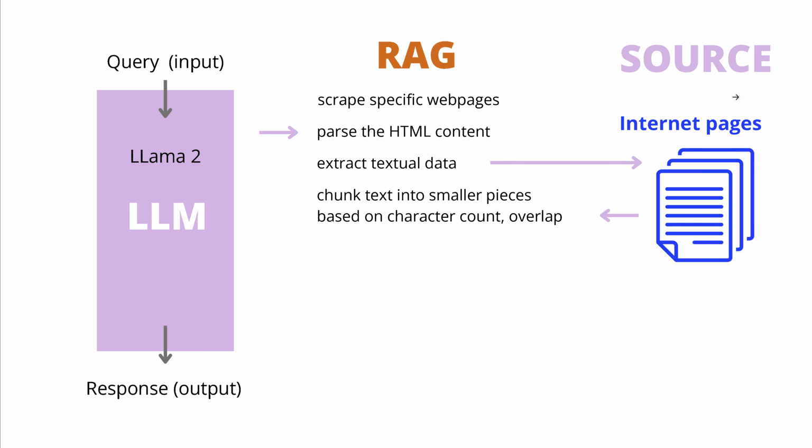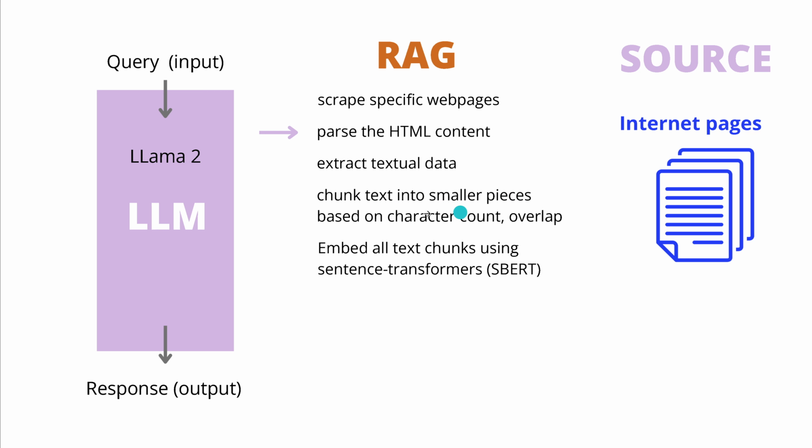And we will use RAG to parse the HTML content and extract, in the first step, the textual data. We chunk the text into smaller pieces based, for example, in the simplest version, on the character count and the overlap. And of course, then we embed all this information in a new mathematical space, in a vector space. And we will use the sentence transformer for this mathematical mapping from the semantic space to a mathematical space where vectors represent the semantic similarity of our sentences.